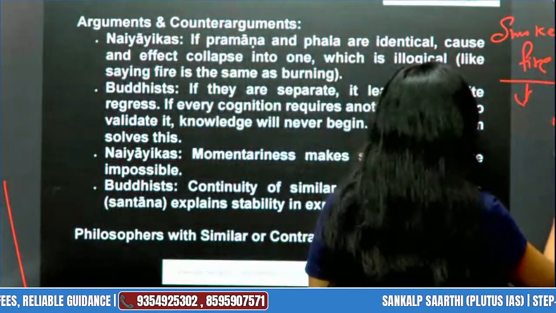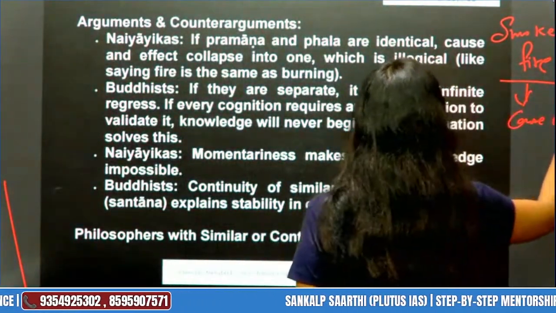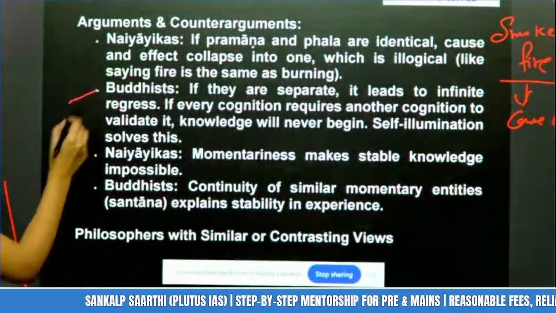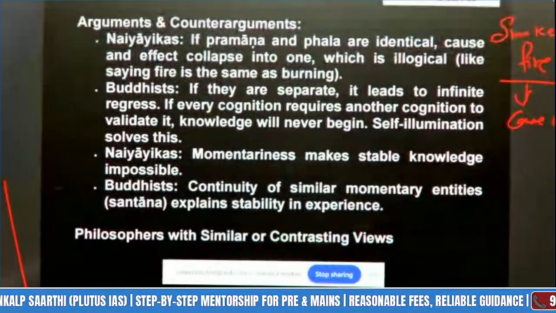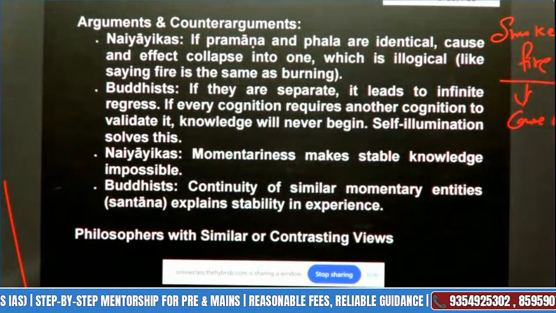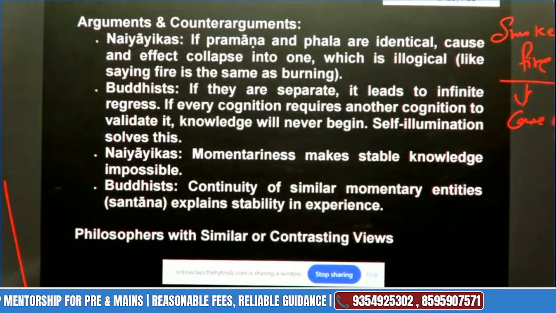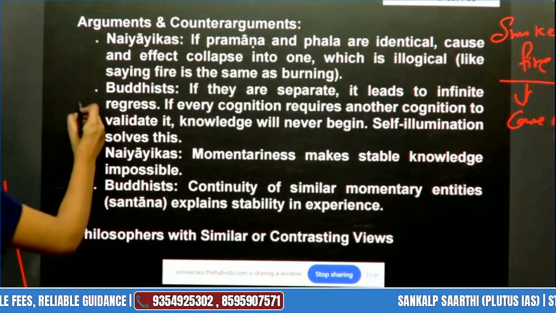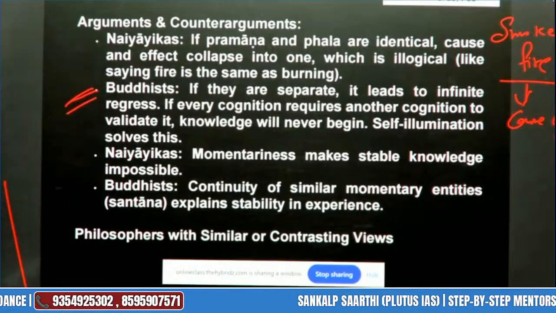How will you explain cause and effect if you are saying that these two are similar? Which is illogical. So the Buddhist says, if they are separate, it leads to infinite regress. If every combination requires another combination to validate, knowledge will never begin. Self-elimination solves this. So this is what Buddhists reply to the Nyayika's cause and effect theory.